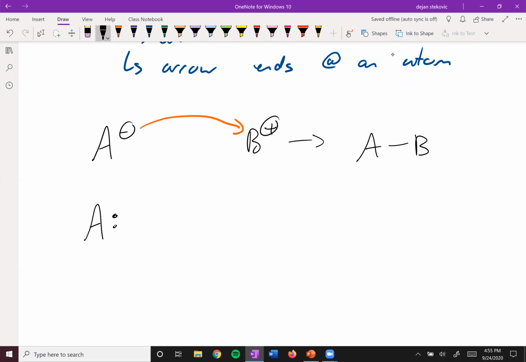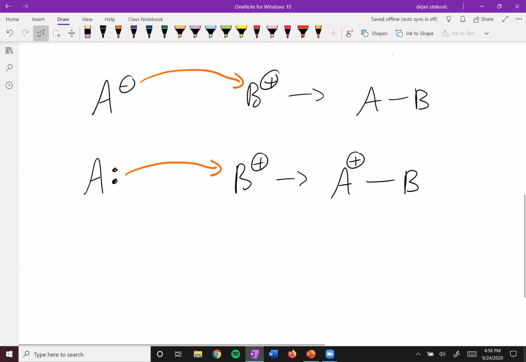We could have a neutral A that just has a lone pair of electrons that then attacks B plus to form an A-B bond. And then if you think about the charges, B gained electrons, so it becomes neutral. A lost electrons, so it becomes positive.